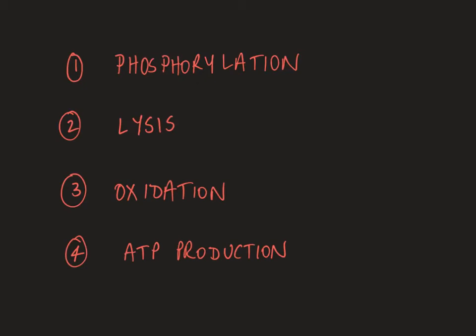We can, broadly speaking, divide the process of glycolysis into 4 stages. Phosphorylation, so the addition of phosphate. Lysis, so the splitting. Oxidation, the removal of hydrogens. And then ATP production.